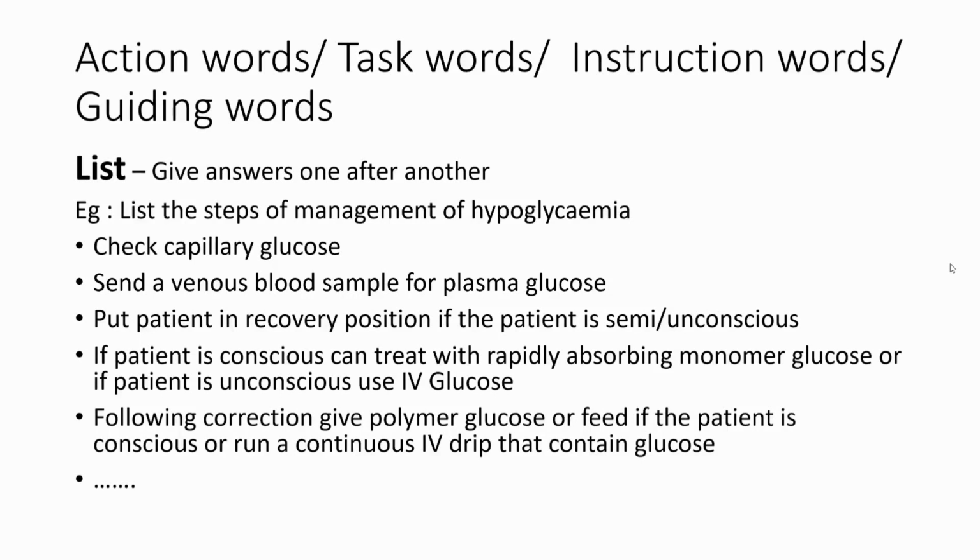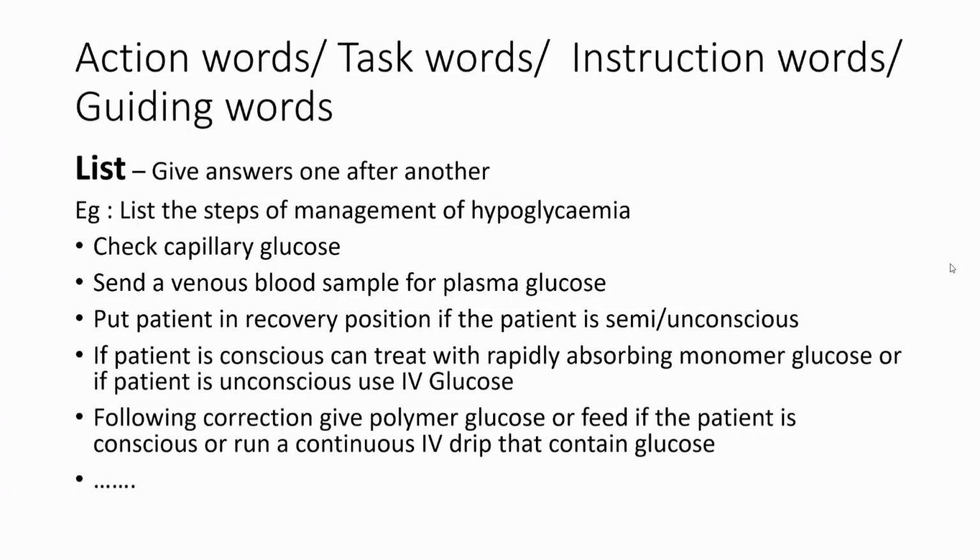For example, list the steps of management of hypoglycemia. I would write: check capillary blood sugar, send a venous blood sample for plasma glucose, put the patient in the recovery position if the patient is semi-conscious or unconscious. If the patient is unconscious, treat with rapid absorbing monomers. If the patient is conscious, treat with rapid absorbing glucose monomers, like that. So you write one after another, right? Most of the time, list is used when you ask causes or differential diagnosis. Those types of things will be lists.